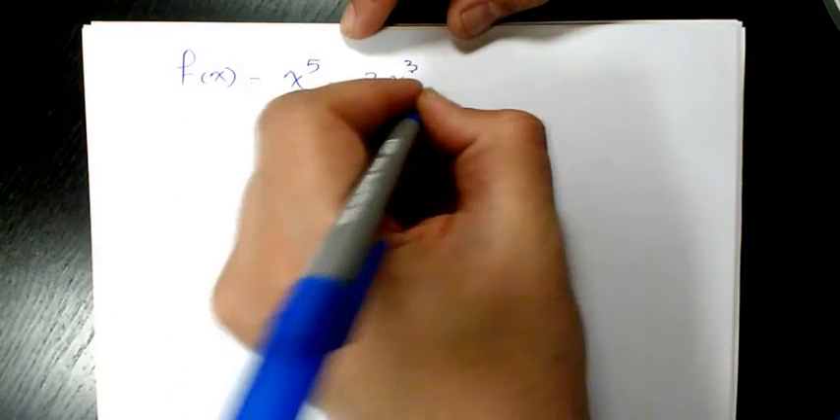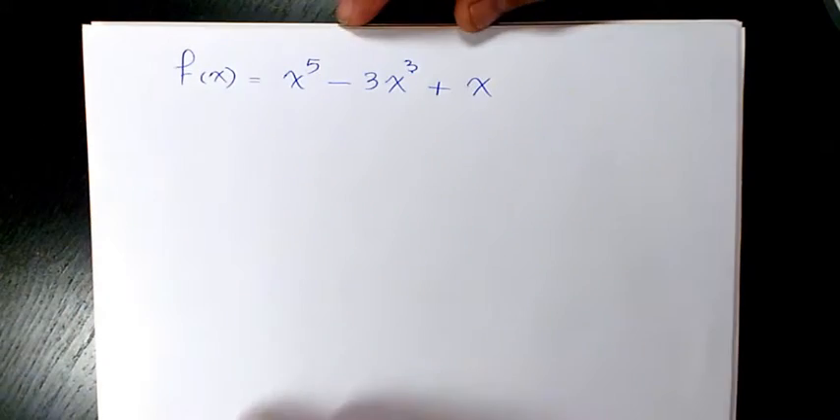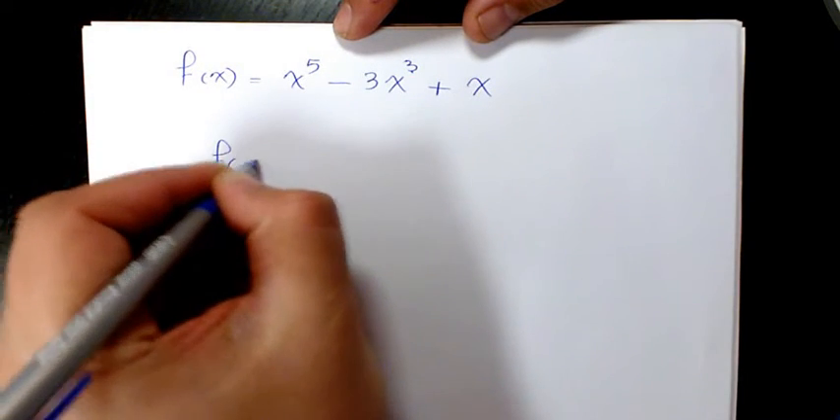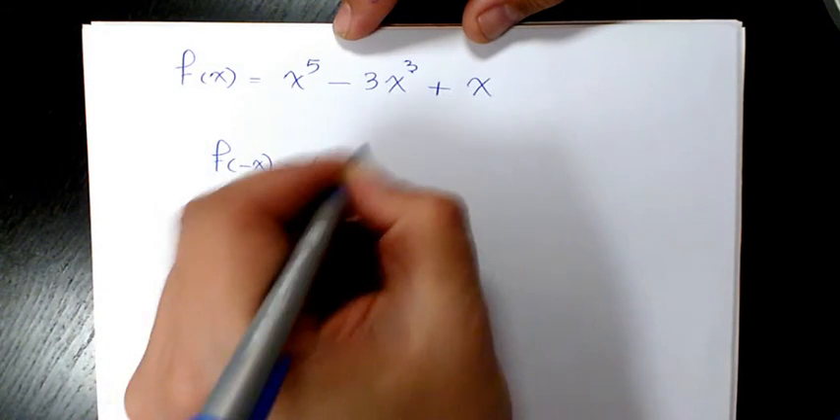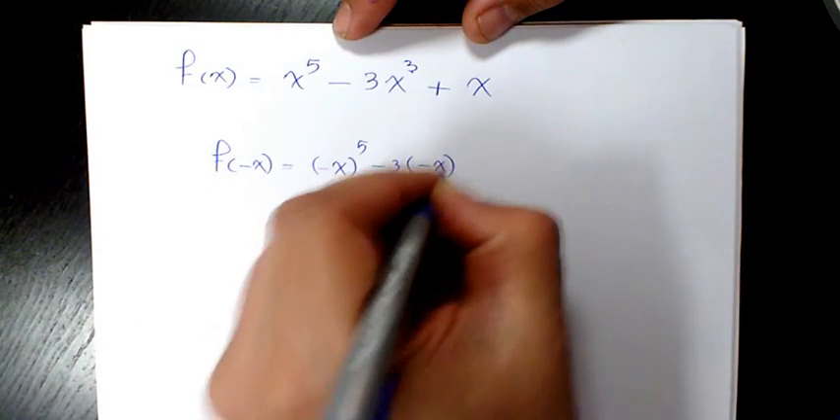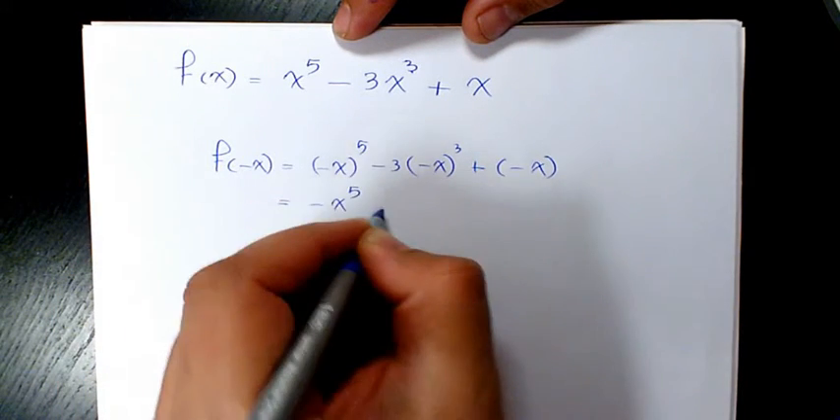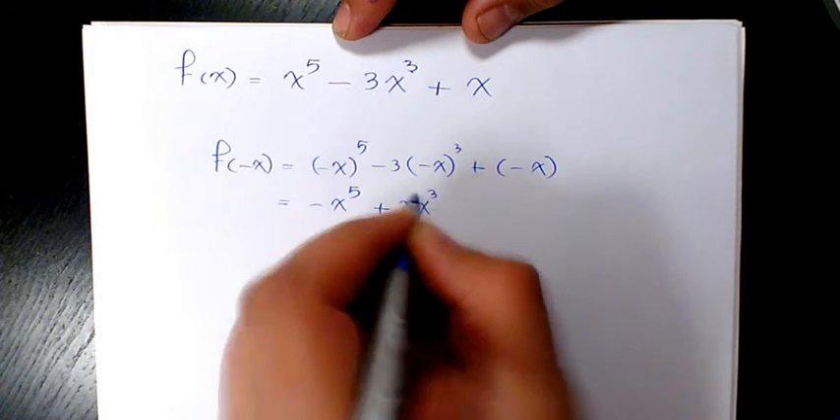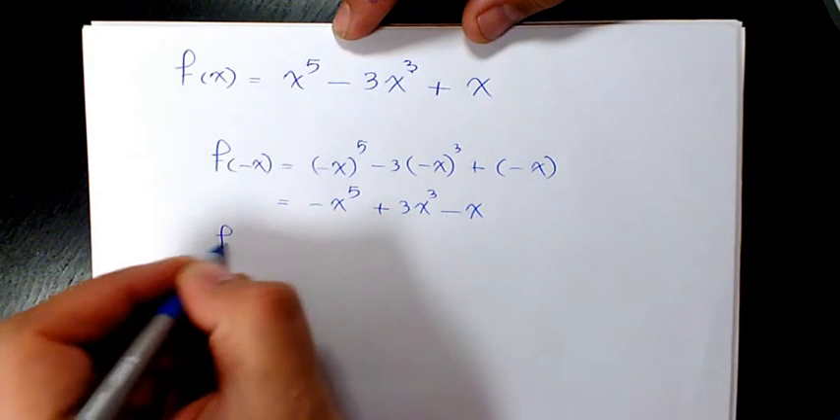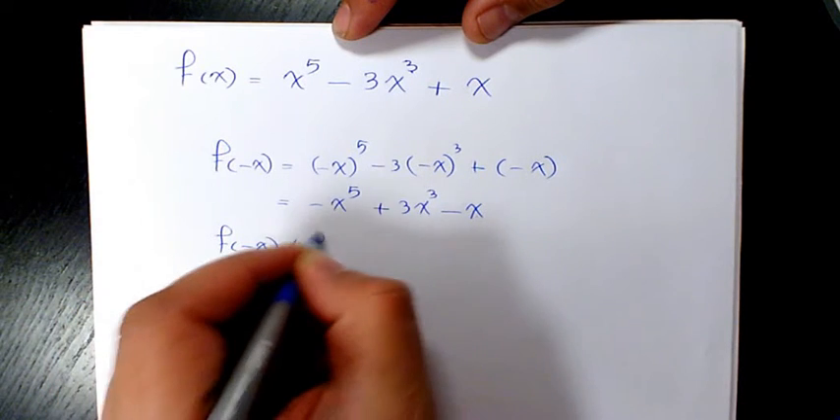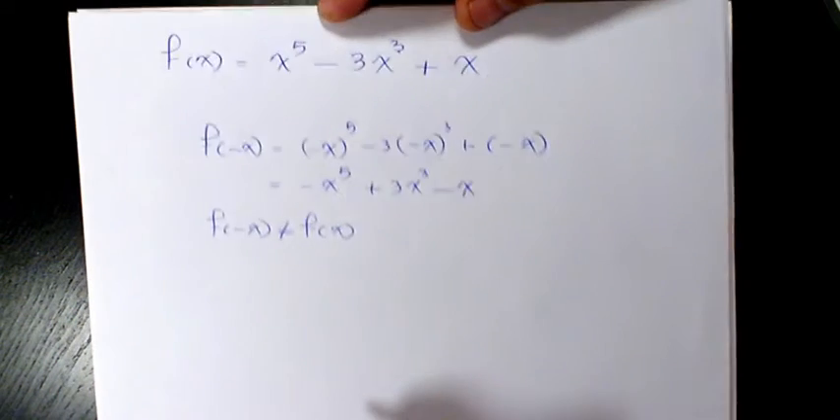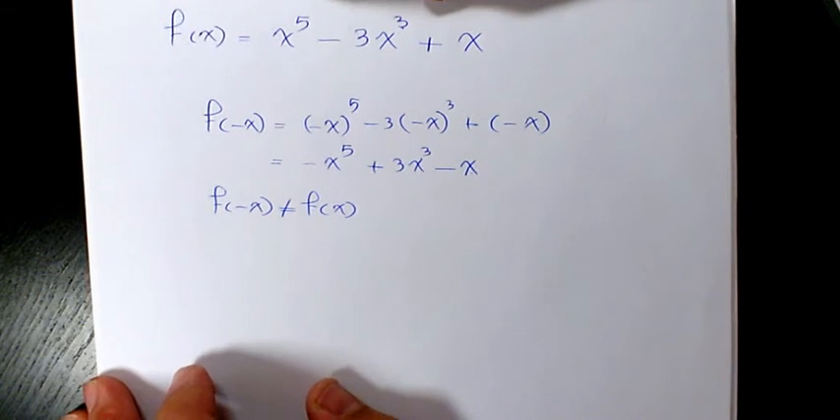Next example, x to the power of 5 minus 3x to the power of 3 plus x. So I'm going to say f of negative x is going to be negative x to the power of 5 minus 3 times negative x to the power of 3 plus negative x. So that's going to be negative x to the power of 5 plus 3x to the power of 3 minus x. So f of negative x is not going to be equal to f of x. So it's not an even function.